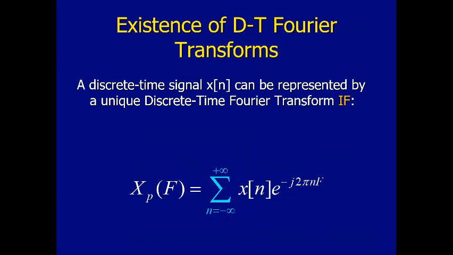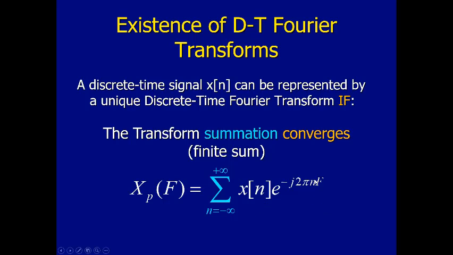Before we use it, though, we kind of need to understand its limitations. We need to understand when we can use it and when we can't. When does it exist? What class of signals can we put into the transform and get a valid answer? Well, give me an x sub n. It has a valid and unique discrete time Fourier transform if this summation converges, right? If we get some finite sum out of this, then we have a closed form solution we can use for the discrete time Fourier transform.